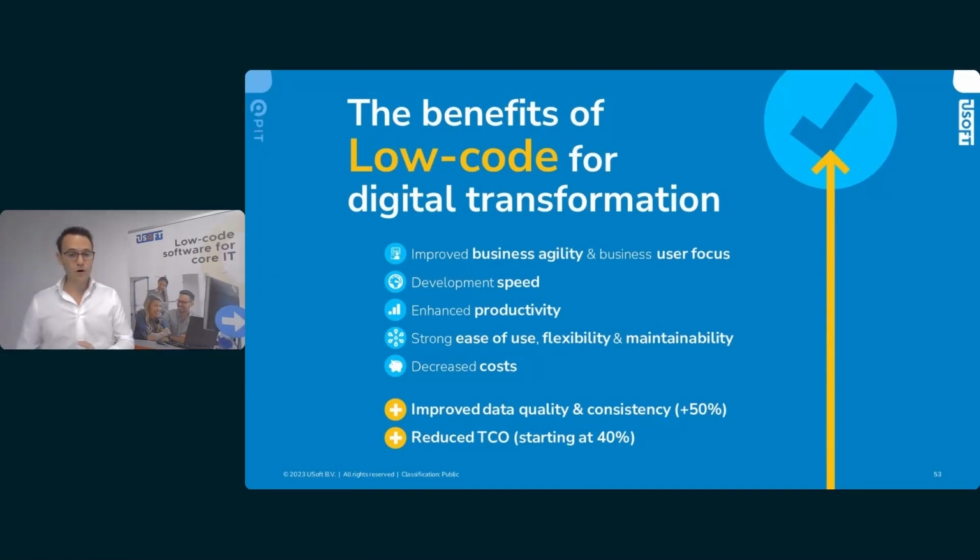So to conclude with regards to low-code, what we see is that in the past 10 to 15 years, it has been a key driver for digital transformation because it improves the development speed of organizations. It enhances productivity of business and IT teams, and therefore it streamlines the collaboration between business and IT because it's very much business focused. And as a result, your organization becomes more agile.